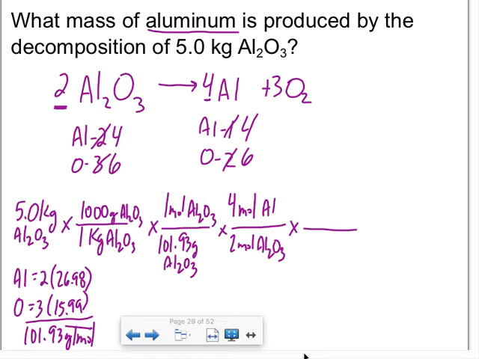Now my final step is to convert moles of aluminum to grams of aluminum. How do I get that? I use the molar mass from the periodic table. So I'm in moles of aluminum, that means that goes on the bottom. 1 mole of Al. What's the molar mass of Al? Look on the periodic table, 26.98.